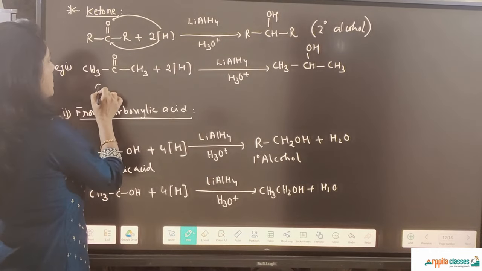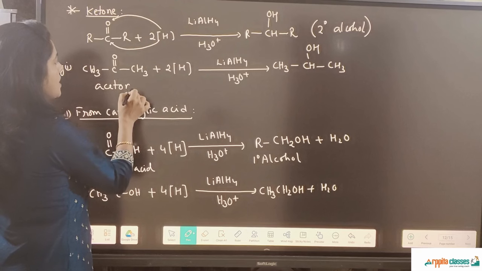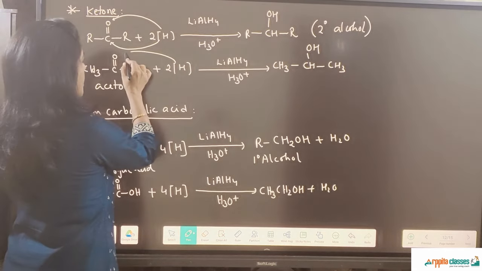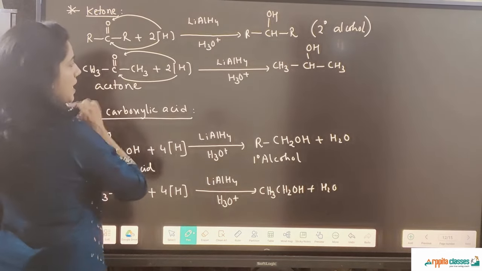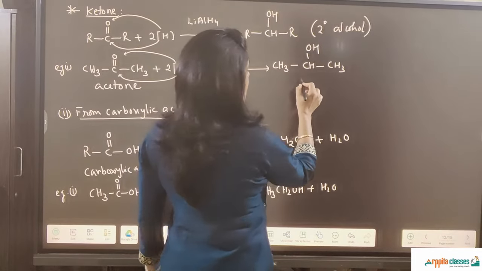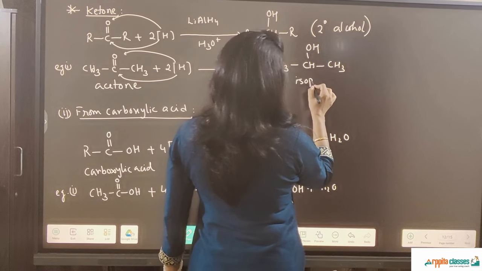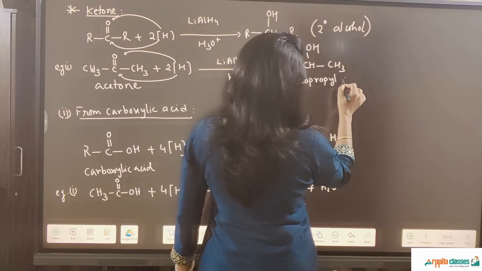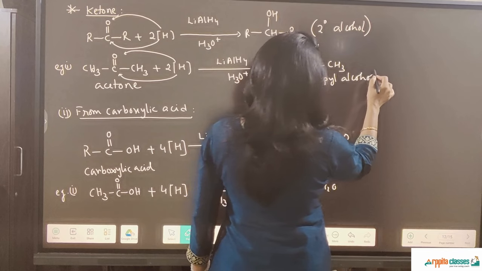This is an example. This is called acetone, and one hydrogen gets attached here, one hydrogen gets attached here. So we get CH3, CHOH, CH3. This is called isopropyl alcohol, which is a 2 degree alcohol.